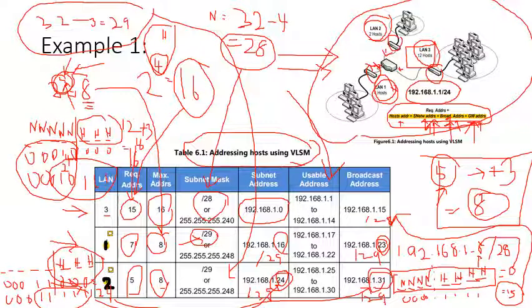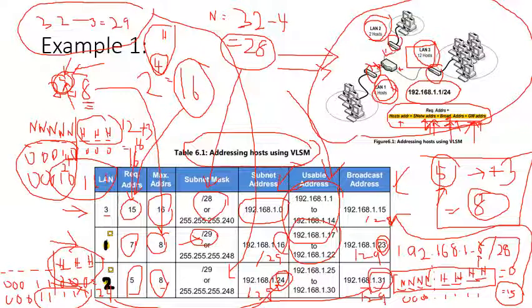So here the usable address is in between the subnet address and broadcast address. So I think that's all for this chapter. I hope you could get the idea of what is subnetting, what is VLSM.